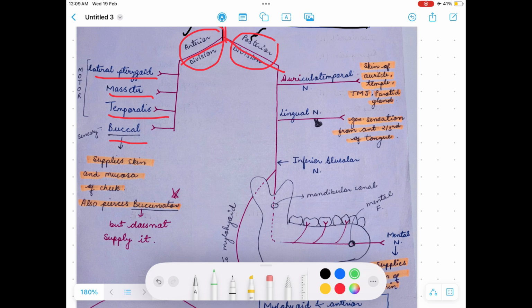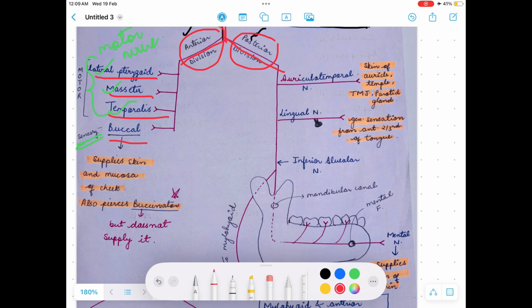Students, just focus here, it is very important. These three, lateral pterygoid, masseter and temporalis, they are motor nerves. And my friends, buccal, this is sensory. Just focus here. Buccal supplies skin and mucosa of the cheek.